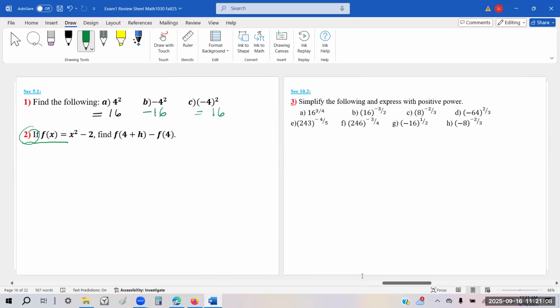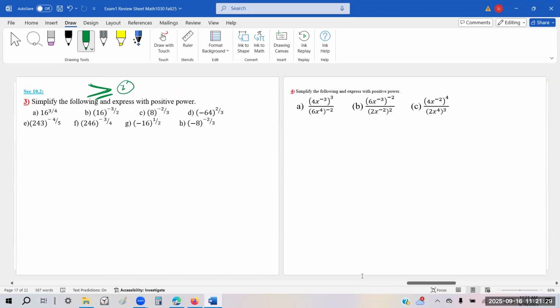And from simplifying radicals, simplifying fractional powers, and no negative powers, I'll give at least one. You may see more than one, but at least one. It could be one or more than one. Definitely one of these, where you have to distribute the power, convert the negative into positive, and then simplify.